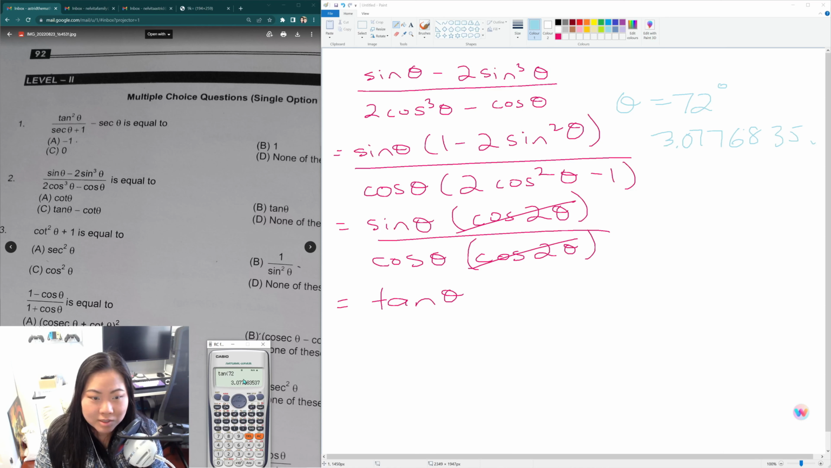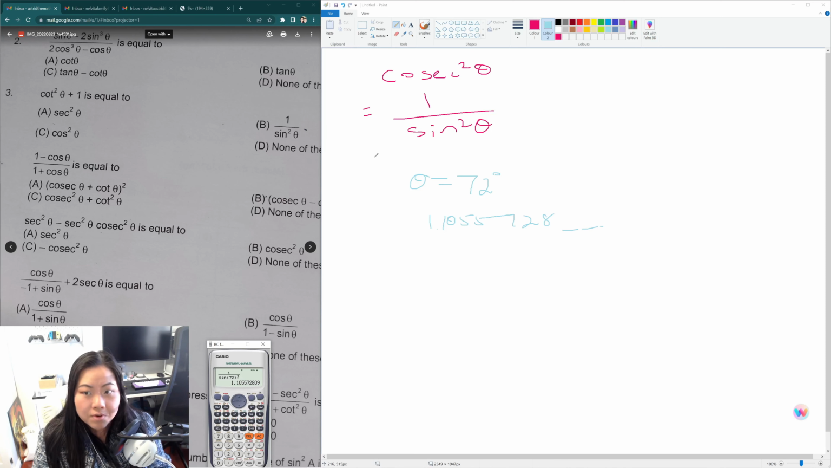Again, let's do our checking. Let's say that theta is 72 degrees again. And let's put it in the question first. 1.105578... And now we put it in the answer, which is 1 on sine squared theta, is 1.1055728. Yep, all good. That was a nice short one. Let's go on to 4.